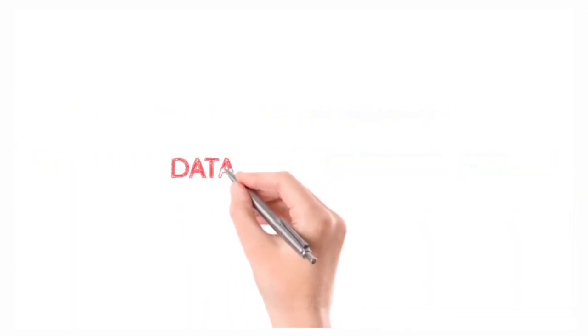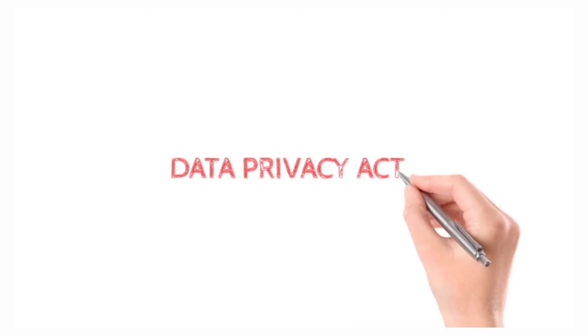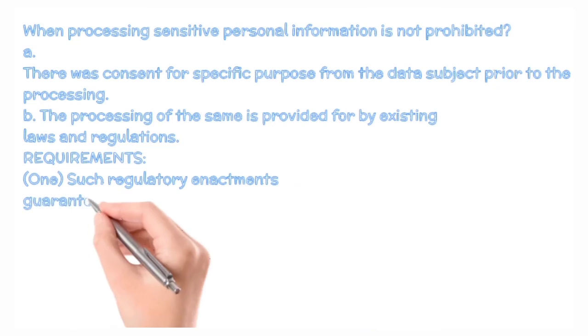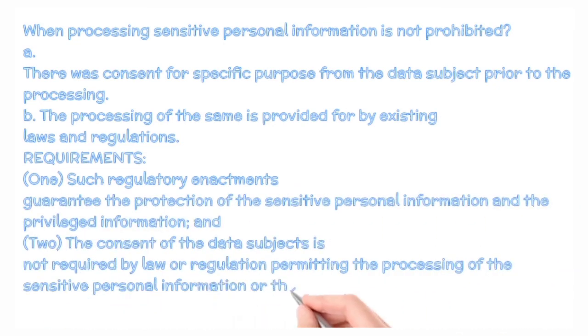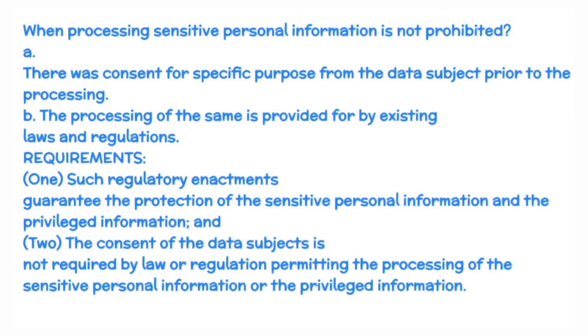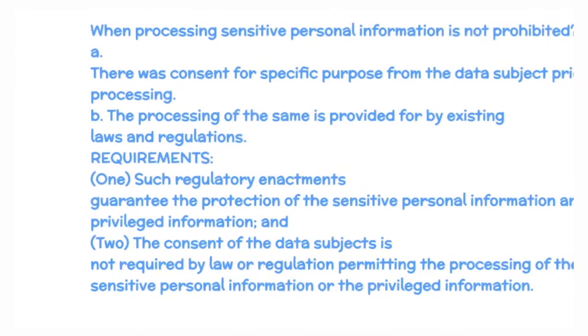Data Privacy Act. Processing sensitive personal information is not prohibited. A. There was consent for a specific purpose from the data subject prior to the processing. B. The processing of the same is provided for by existing laws and regulations. Requirements: 1. Such regulatory enactments guarantee the protection of the sensitive personal information and the privileged information, and 2. The consent of the data subjects is not required by law or regulation permitting the processing of the sensitive personal information or the privileged information.